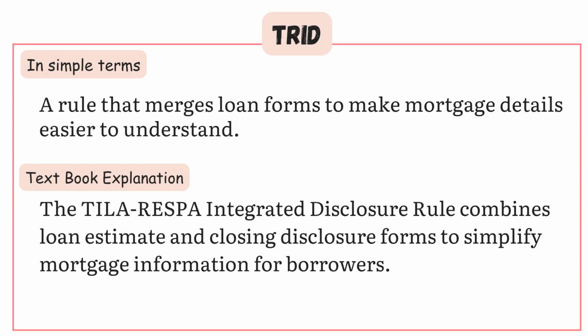TRID, in simple terms, is a rule that merges loan forms to make mortgage details easier to understand. As per textbook definition, TRID is the TILA-RESPA Integrated Disclosure Rule, which combines loan estimate and closing disclosure forms to simplify mortgage information for borrowers.